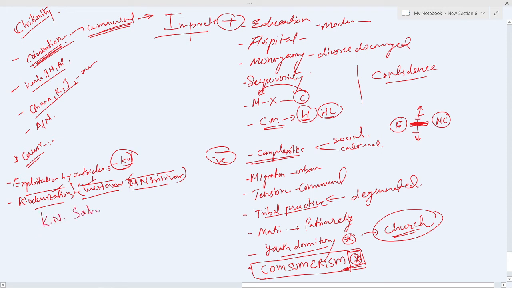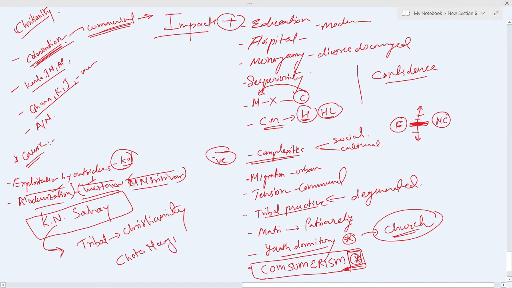Now K.N. Sahai gave a detailed contribution. His contribution is about details of tribals who converted to Christianity from the Chota Nagpur Plateau. So this is the important personality here.